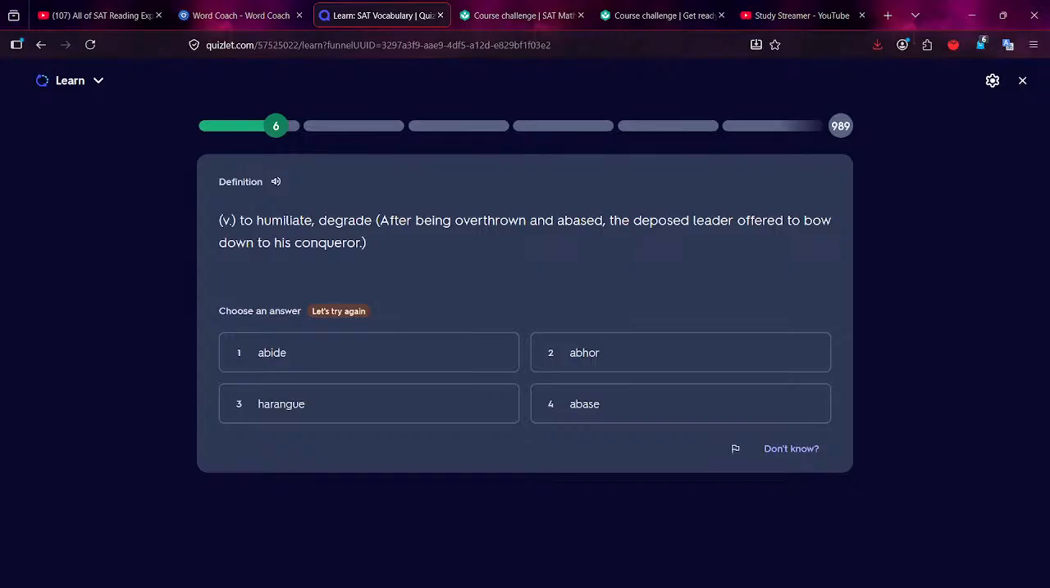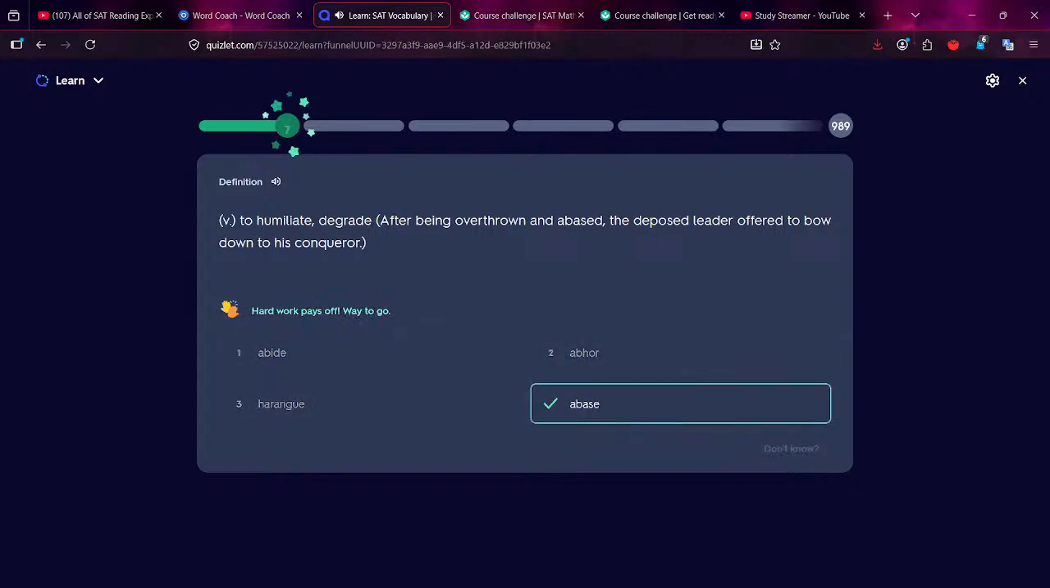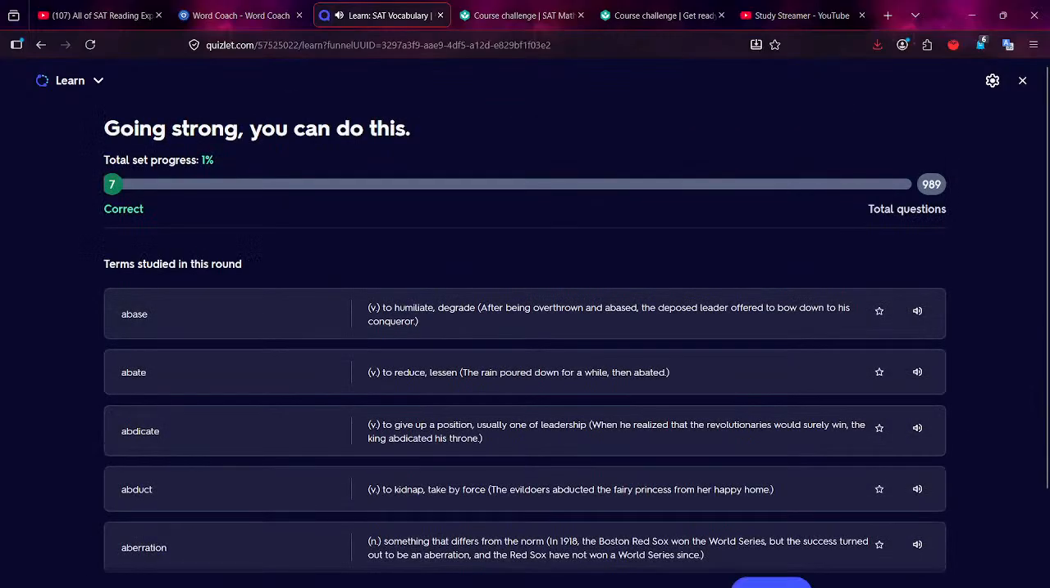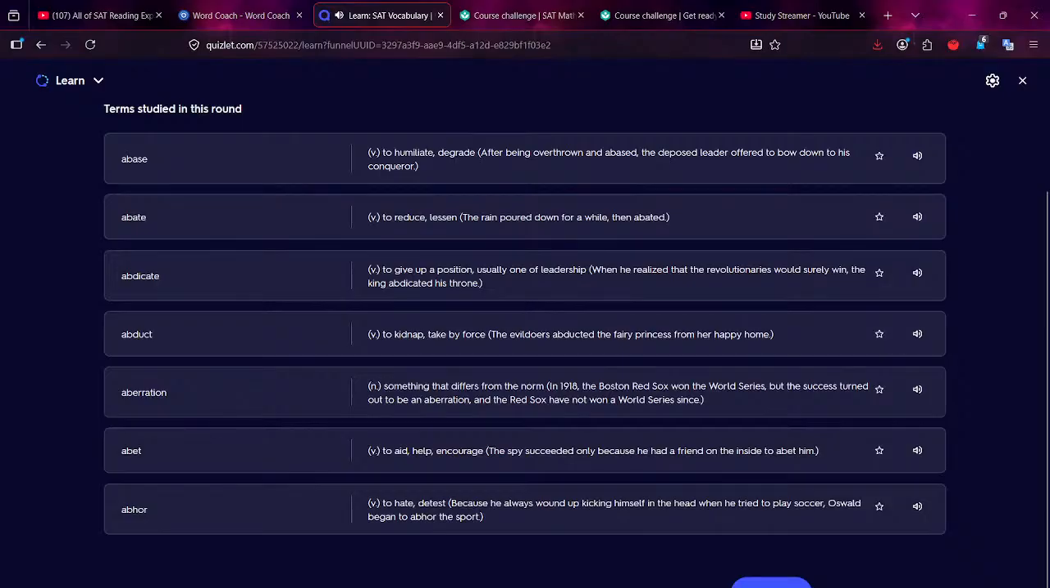Okay, to humiliate, degrade. The deposed leader offered to Valdanza's conqueror. Okay, I mean it's not this, it's not this. Abide means you're like law abiding. You follow the law, so it's not going to be that. So it's probably abase. I guess you're taking away the base, right? All right, so abase is to degrade.